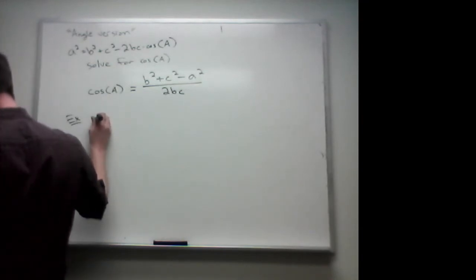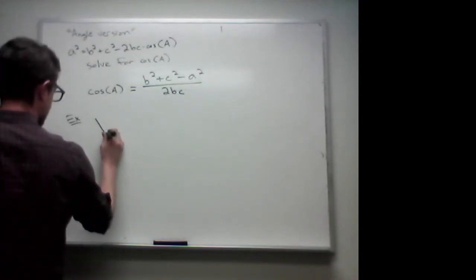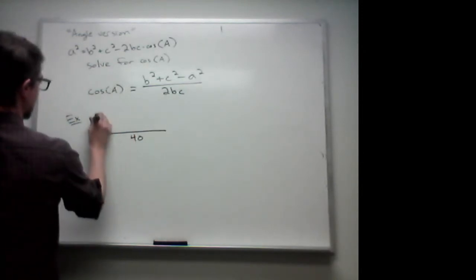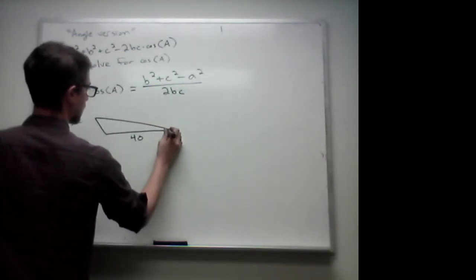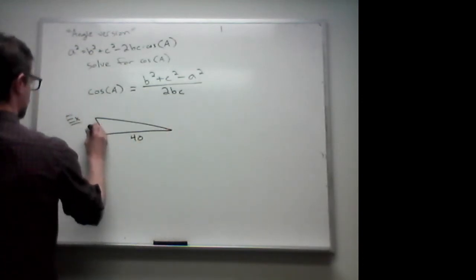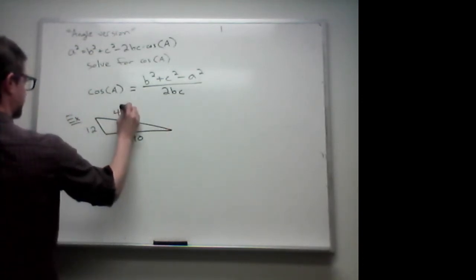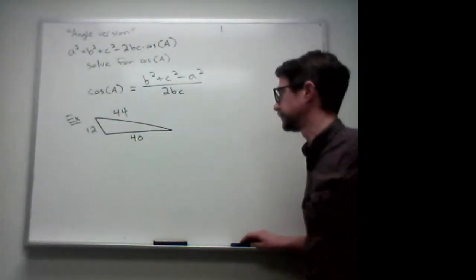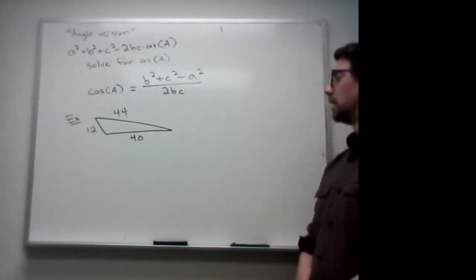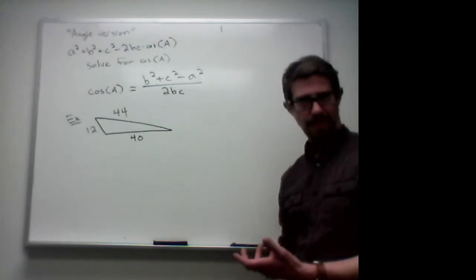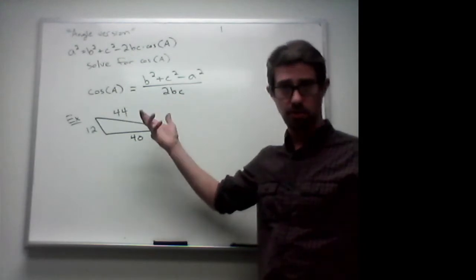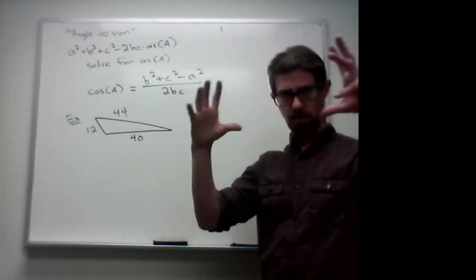The instructions for all these are just solve the triangle, so that's kind of why I haven't been writing the instructions, because they're all the same. So let's say that's 40, that's 12, and that's 44. We haven't seen this yet. We don't have any angles. If I gave you a triangle with all three angles and no sides, you couldn't solve that because you wouldn't know how big it was.